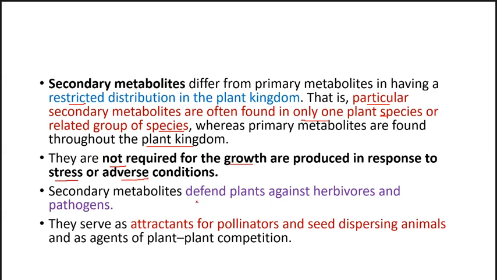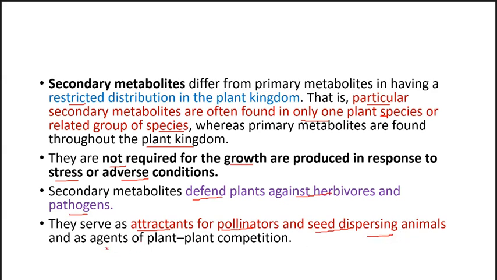They help the plant to defend against herbivores and pathogens. They serve as attractants for pollinators. They have specific properties which attract the pollinators. Like some secondary metabolites give color to the plant, and we will see which metabolites. In that way they serve as attractants for pollinators, and when they serve that purpose for pollinators, they also help in seed dispersal.